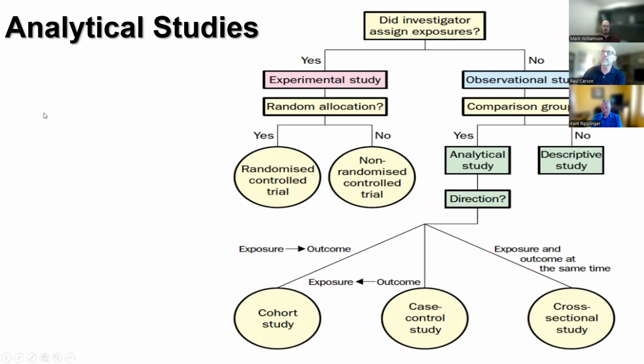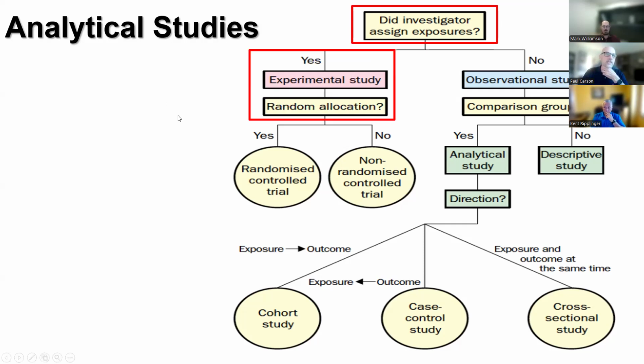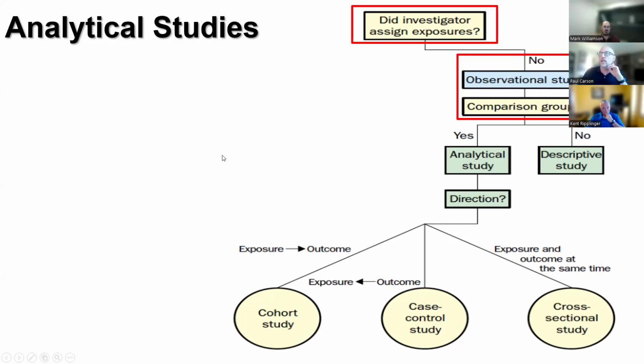So when you look at analytical studies where we're trying to get to some kind of a control group, we can start with the question, did the investigator assign the exposure? If the investigator is manipulating the groups and the exposure, that's experimental studies. And that can be either random allocation or non-random allocation. That's our clinical trials, right? And we're not talking about that today. We're focusing on observational research.